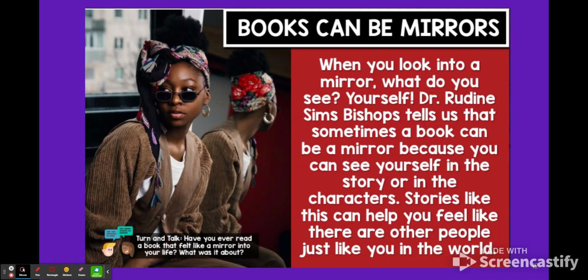Another way to think about a book is to think of it as a mirror. So, of course, when we look in a mirror, we see ourselves. So books that are mirrors help students see themselves in the story or in the characters. They feel valued and represented by what they see in the book because it looks like them, or it sounds like them, or they have the same experience as they do.